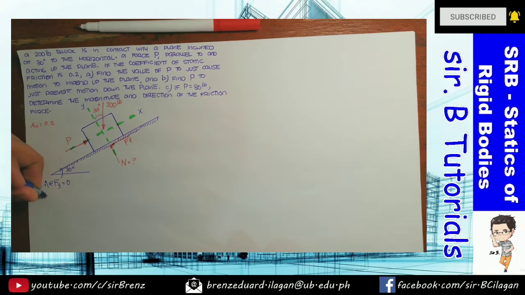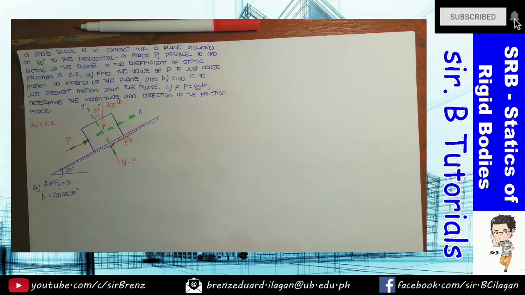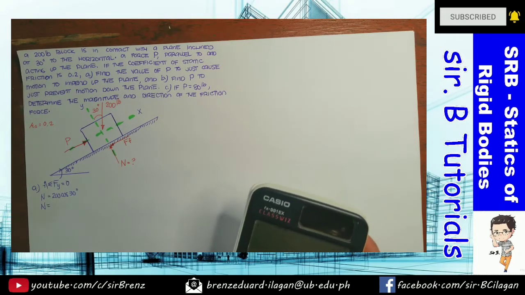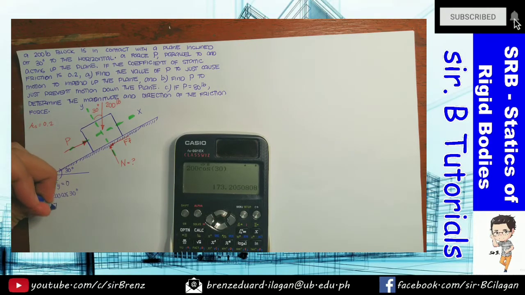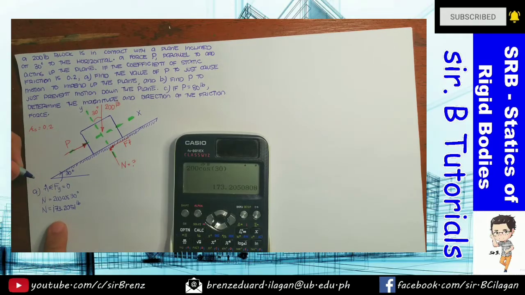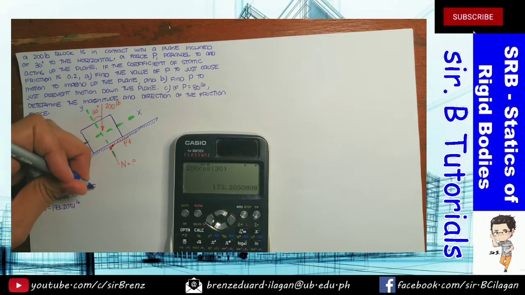So N, minus, transpose ko sa kabila to make it positive. So 200 cosine 30 degrees, or N is equals lang sa 200 cosine of 30, so that is 170.2051 pound.